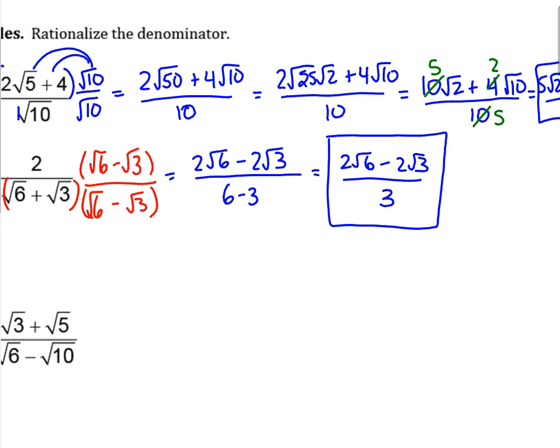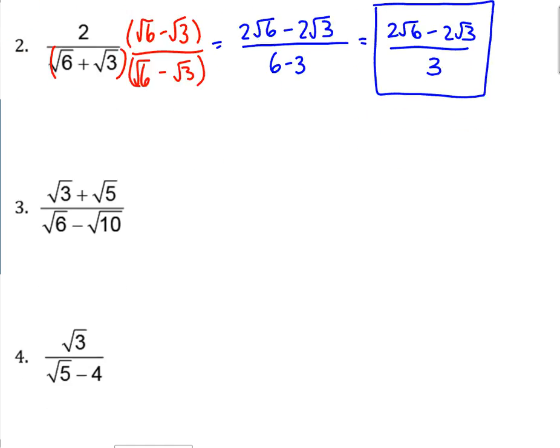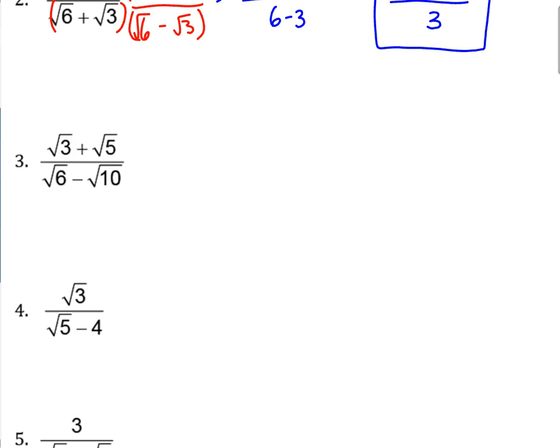Good. Are you ready to try the next one? Let's do it together. Okay? So what would we multiply the numerator and denominator by? Root 6 plus root 10. Okay, so the denominator we're rationalizing. There are some cases in calculus where we rationalize the numerator, but for the most part, unless told otherwise, we always rationalize the denominator.